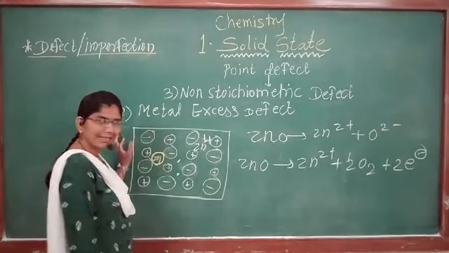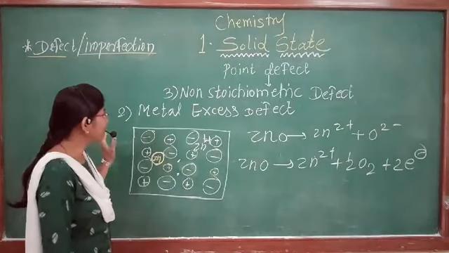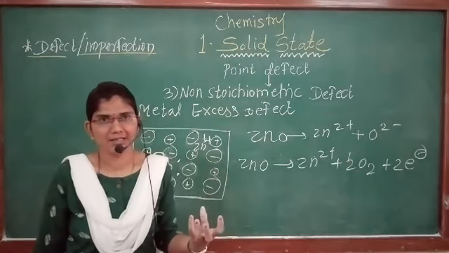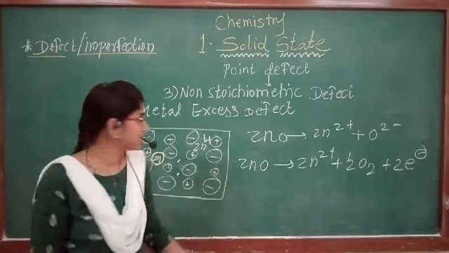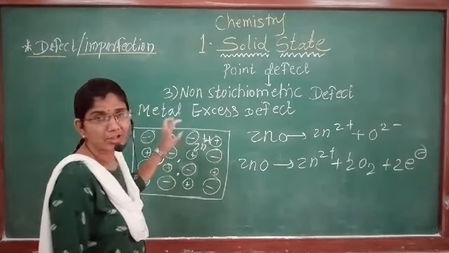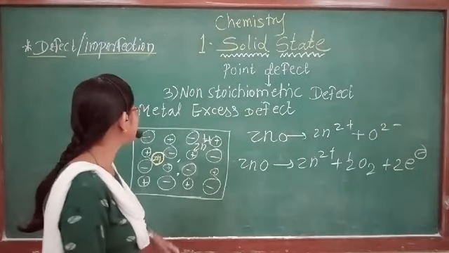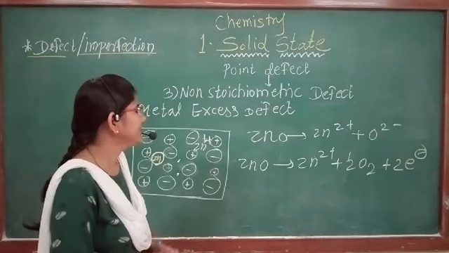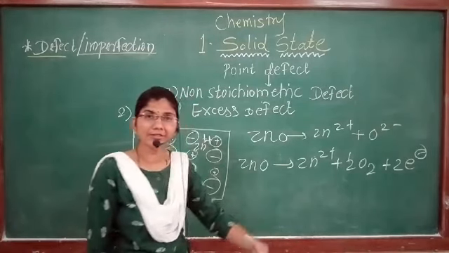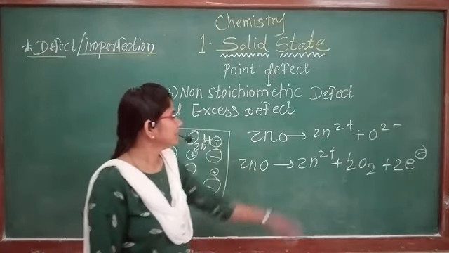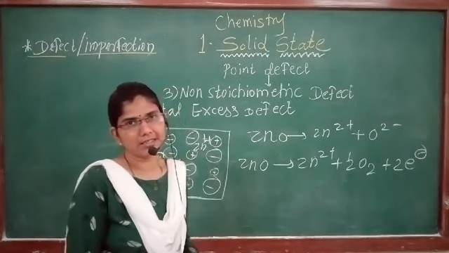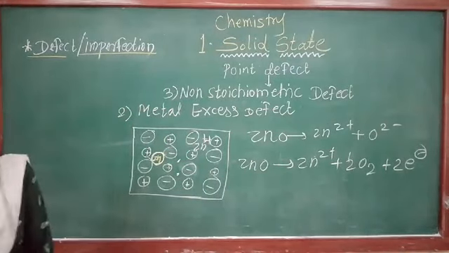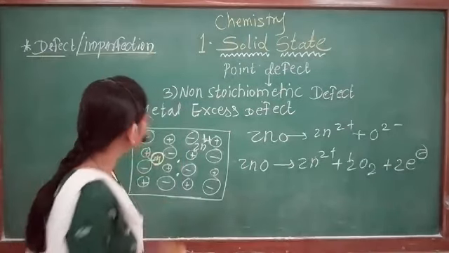In the first type of metal excess defect, we add an extra atom of the host metal and it is in excess, or when that metal crystal is heated, it forms an ion of that particular metal and the electrons are released. So this is the first type of metal excess defect. The second type is by anionic vacancies.